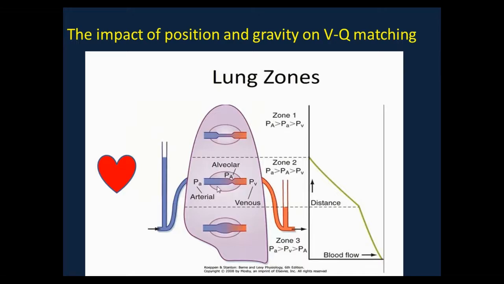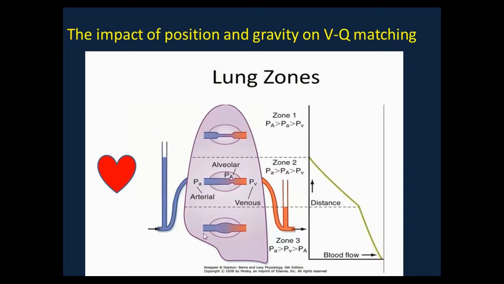In this model the arterial pressure is higher than the alveolar pressure, which is higher than the venous pressure. In this situation the blood passes through the capillaries during systole. At the end of systole and the beginning of diastole, the post-capillary blood vessel will collapse. So the blood flow will be mainly during systole.